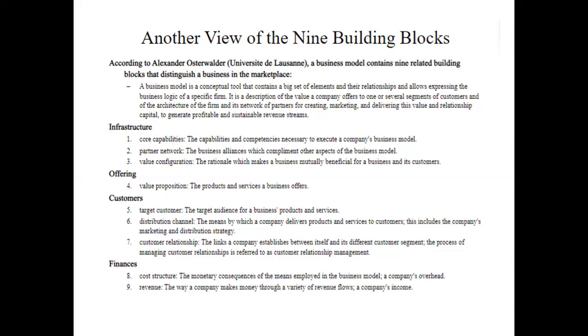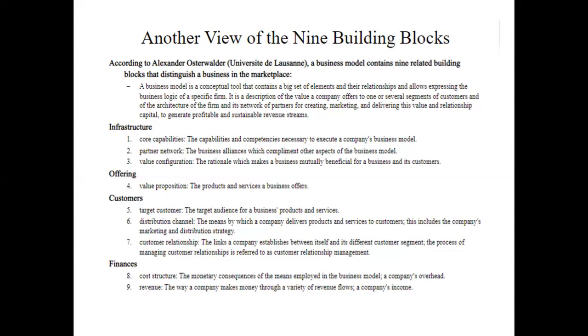Second one is partner network. The business alliances which complement other aspects of the business model. Third one is value configurations. The rationale which makes the business mutually beneficial for a business and its customers, offering value propositions, the products and services a business offers. So customers, the target customer, always the target is the customer only. So here, target customers, the target audience for the business's products and services.